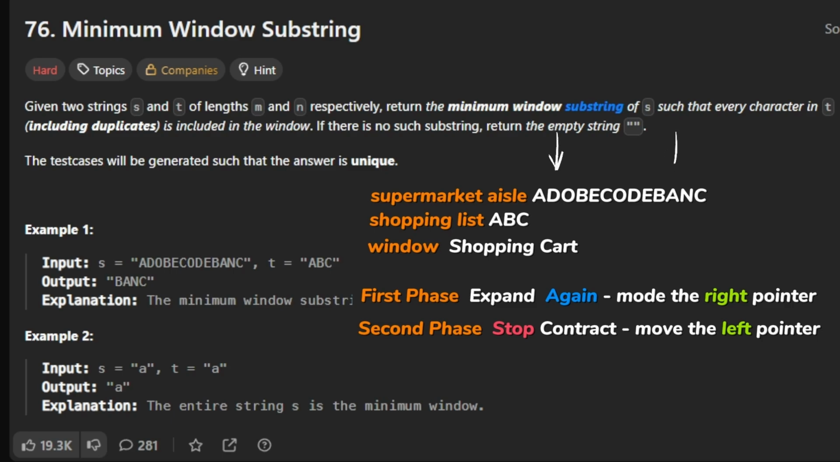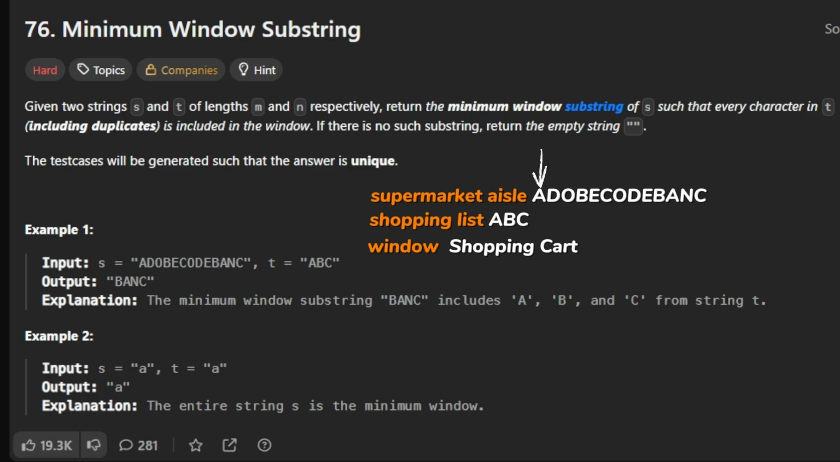Let's trace this visually. We have a string S and a string T. We need to find A, B, C. Our need count is 3. Our right pointer expands. It finds A, then a B, and finally a C. Our window becomes ADOBEC. It's our first valid window. The length is 6. This is our current best answer.